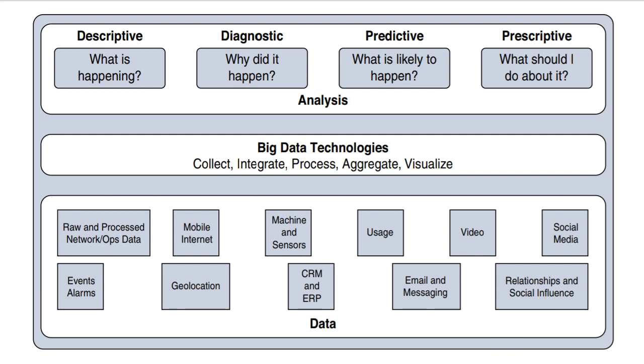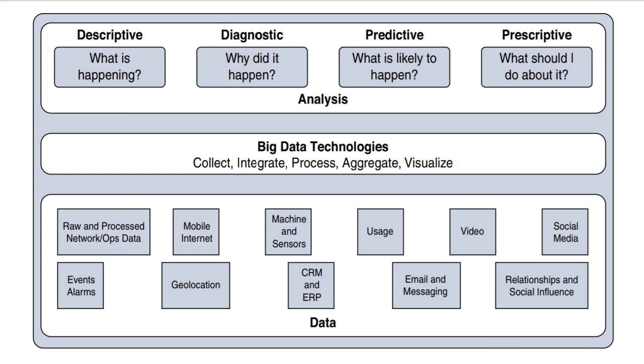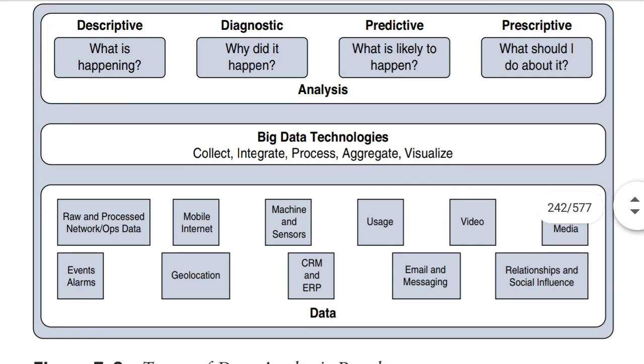Now we can see in the diagram, there are the four types of the data analysis results. In the analysis, it is categorized into descriptive, diagnostics, predictive and prescriptive. Descriptive means what is happening, diagnostics why did it happen, predictive what is likely to happen, and prescriptive what should I do about it. And in the big data technologies: collect, integrate, process, aggregate and visualize.